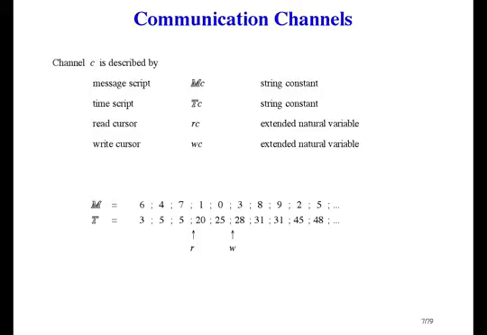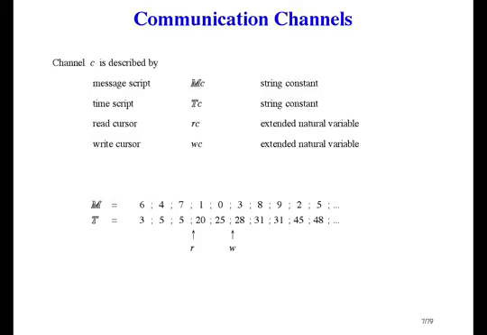By the way, if there's more than one channel, we use the channel name as part of the message script name and part of the time script name and cursor names to say which channel we're talking about. But if there's only one channel, or it's obvious which channel we're talking about, we might leave out the channel name, as I've done in this picture. The messages here are all natural numbers, but they could be any type. The times have to be non-decreasing numbers, as you see here.